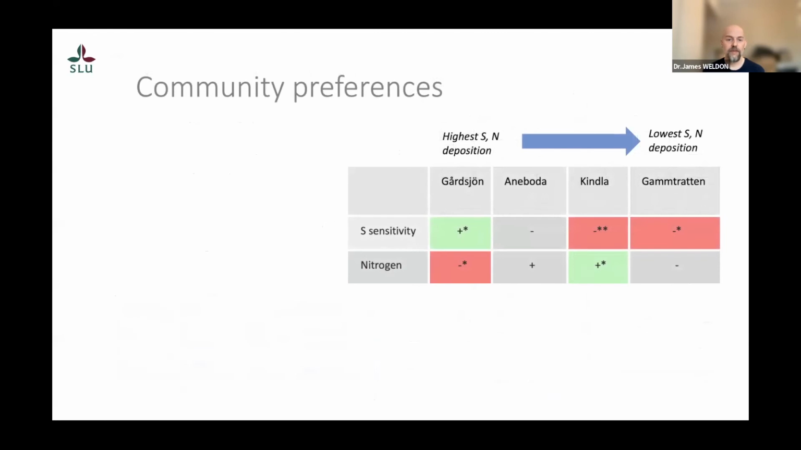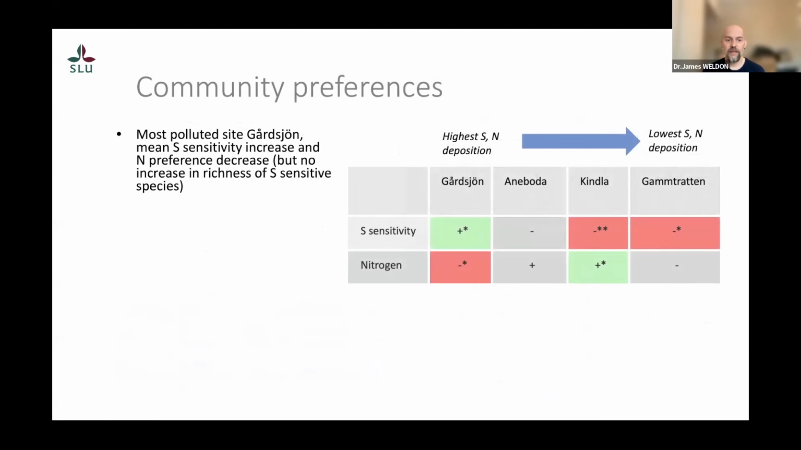So to summarize some of these results, at the most polluted site, Gårdsjön, we have this increase in mean sulfur sensitivity and a decrease in nitrogen preference, which is good. But looking more closely, we also found that there was no increase in the richness of the most sulfur sensitive species. So this change in the community weighted mean preference is driven by a loss of species that are tolerant to highly acidified conditions, but not an influx of the species that are highly sensitive to replace them.